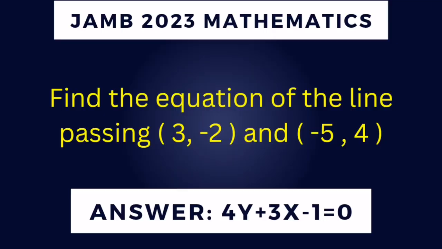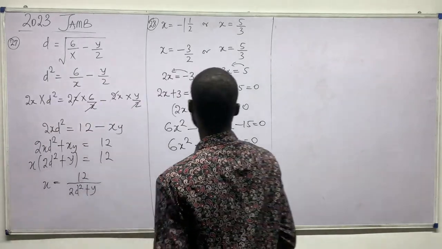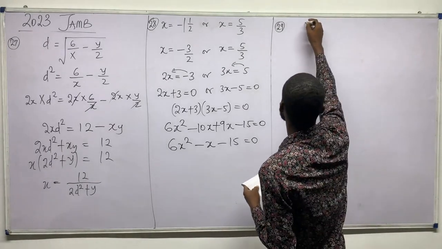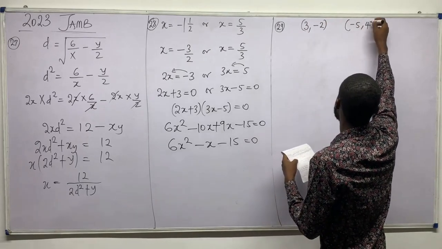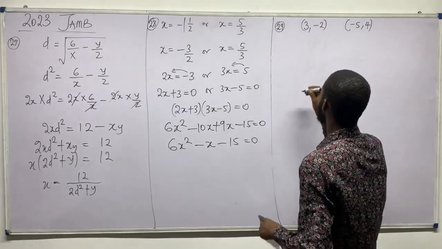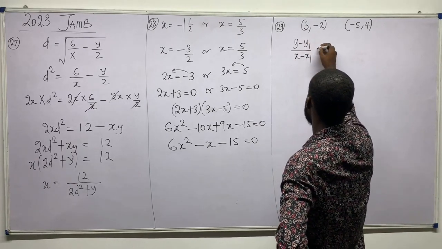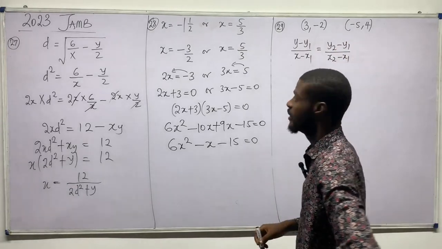Question 29. Find the equation of a line passing through 3, minus 2 and minus 5, 4. Remember I told you, don't play with coordinate geometry. So for 29, what am I going to be doing here? Remember that they said the points are 3, minus 2 and minus 5, 4. So right about now, what does this mean? How do we find the equation of a line? y minus y1 over x minus x1 is equal to y2 minus y1 over x2 minus x1. That is how we find the equation of a line.